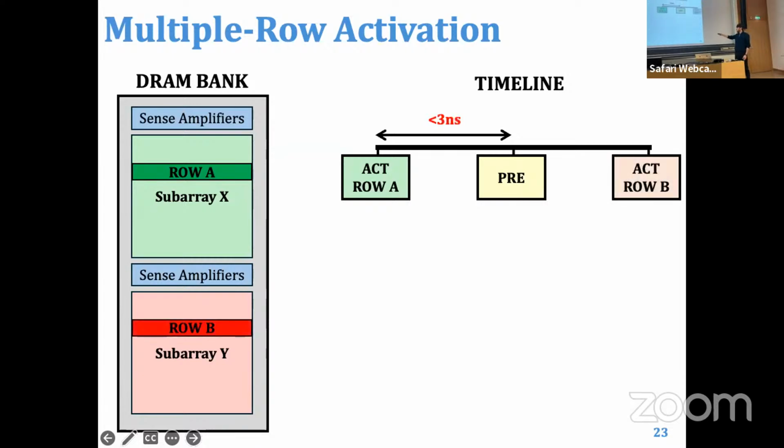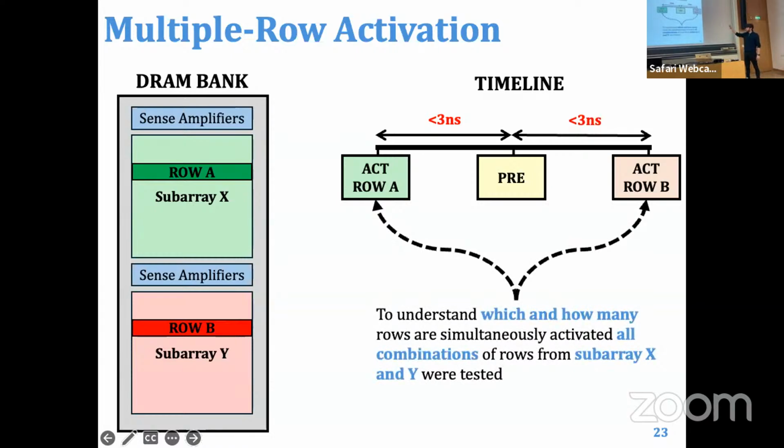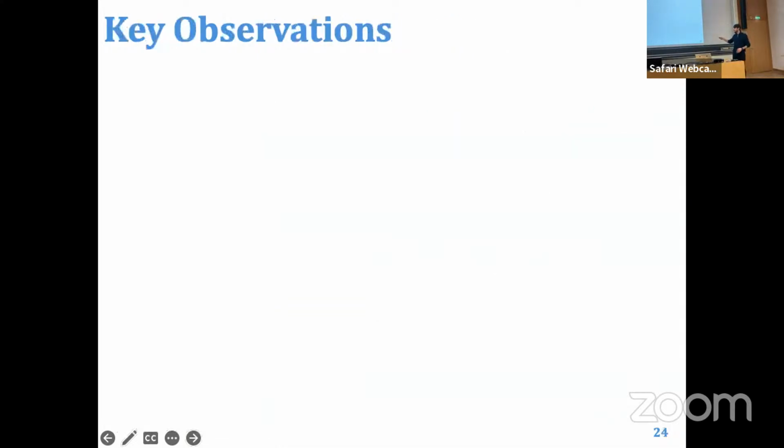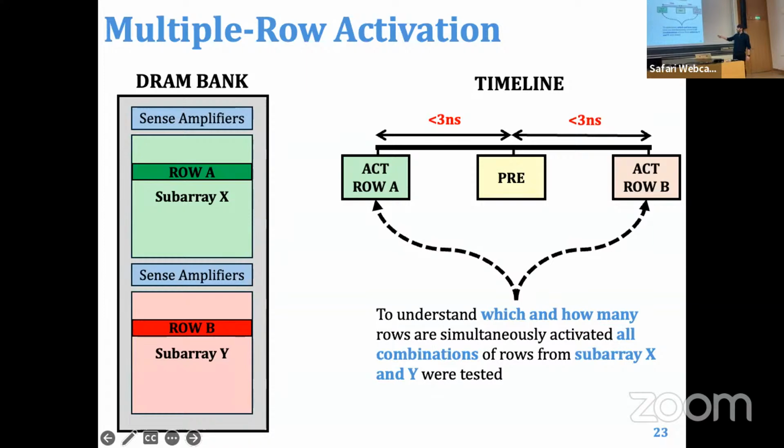Next, we have an activation in the other subarray. And again, we do not keep the proposed timing by the manufacturer, we violate it again. So what we have is 2 violations of the timing constraints, and this mechanism supposedly will activate more than 1 row from these 2 neighboring subarrays. So in order to understand exactly how this mechanism works and how many rows were actually simultaneously activated, the authors did all the combinations of row A and row B. So they tried with every row from subarray X and with every row from subarray Y.